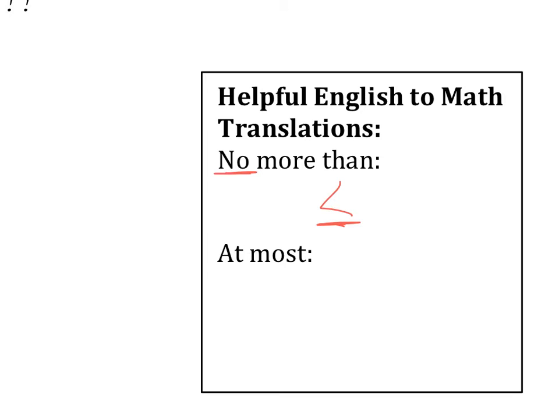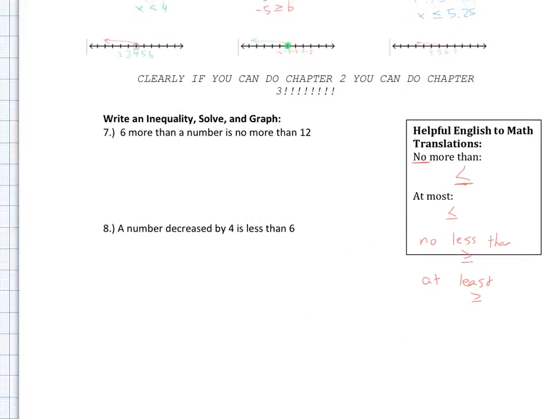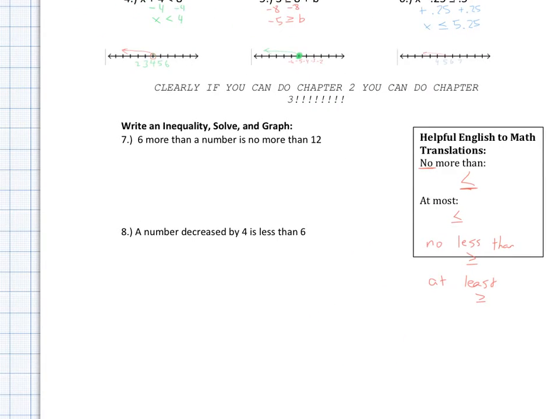At most, another way of saying it, would mean kind of the same thing. I can be this amount, but no more. So that's also less than or equal to. Another one would be no less than. So it could be no more than, no less than. No less than would be greater than or equal to. One more, at least. At least, so the lowest you could be. That would also be greater than or equal to. Okay, so you have to be at least this much.